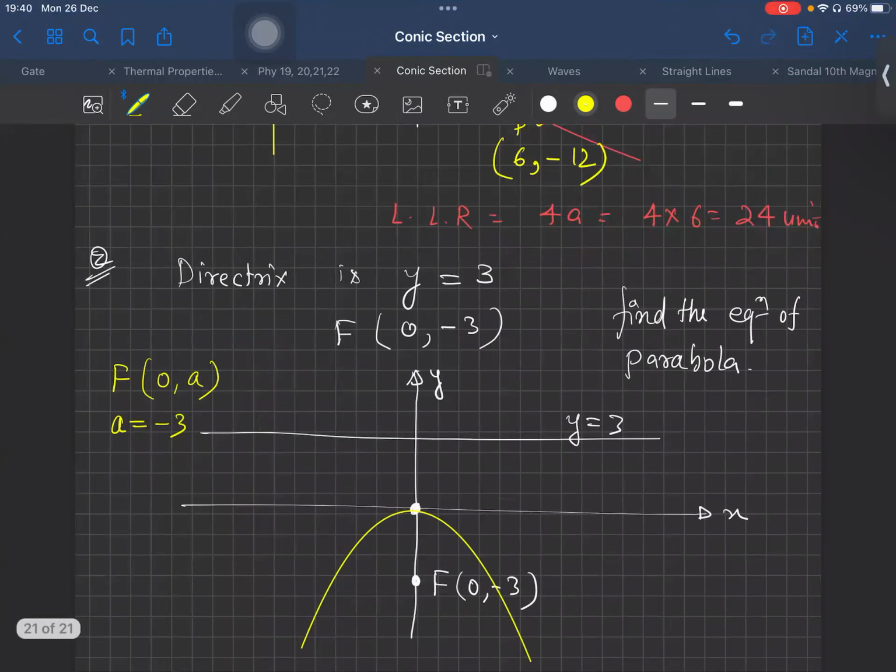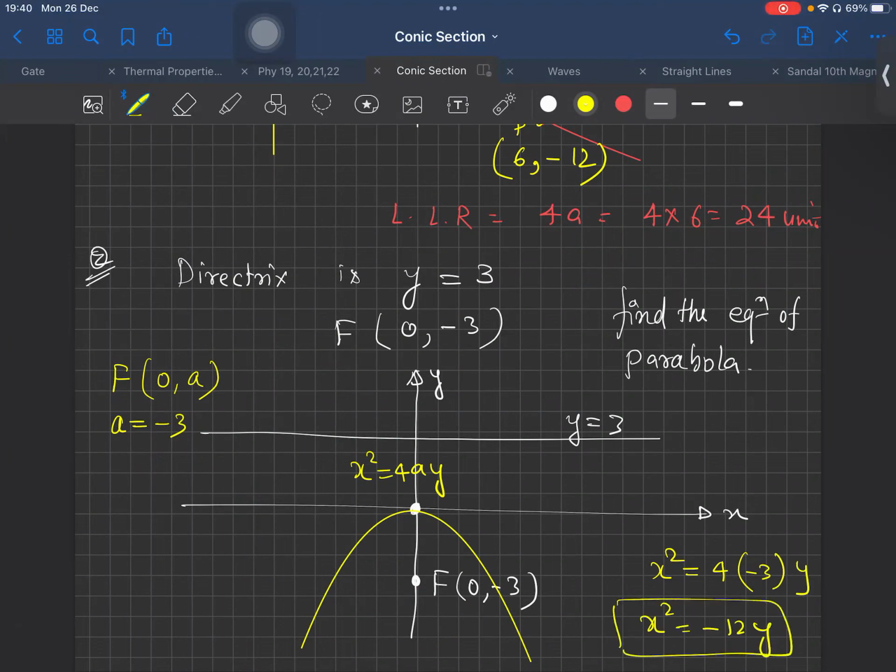So what type of parabola is this? It is mouth opening downward. So it is x square is equal to 4ay. So x square is equal to 4 into A, A is how much? Minus 3, into y. So x square is equal to minus 12y. So this is the parabola we are looking for. Understood? Do you have any doubt here? Shruti, did you understand or not? Yes, sir.